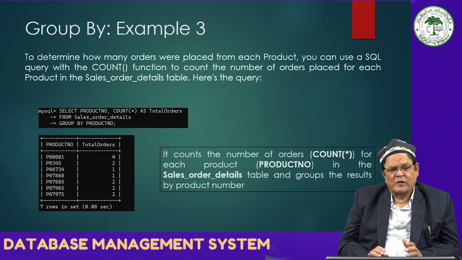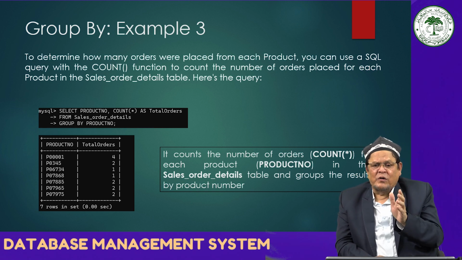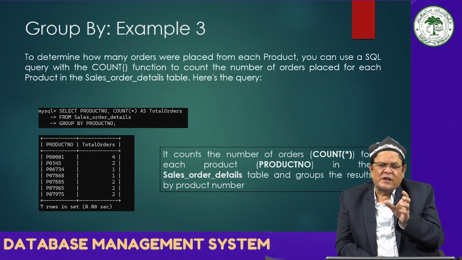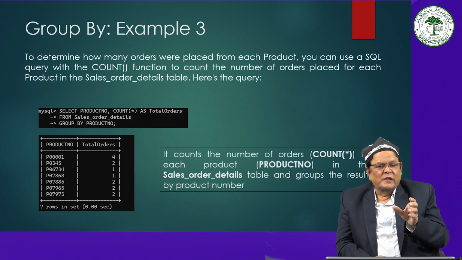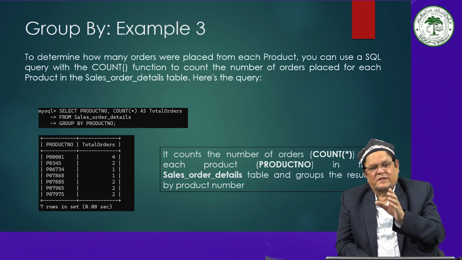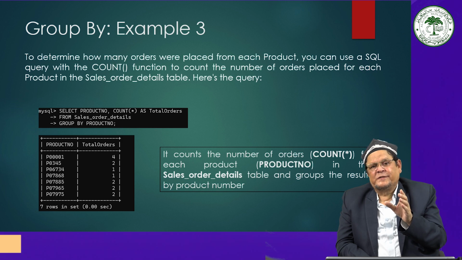details. This query will count the number of orders for each product in the sales order details table and group the result by product. It will give the product number. So how do you write it? Select product number, then count within parenthesis as total order. This is called an alias. From which table? Sales order details.